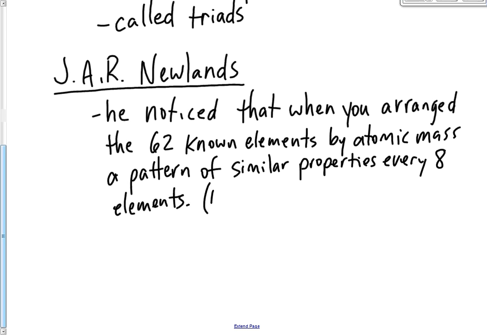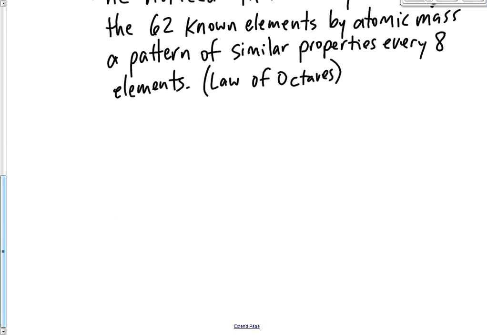He called this the law of octaves. Okay, so every eight elements you showed up with the same properties. So in theirs, he probably only had 8 columns. Okay, because every time you'd come to the ninth element, that would look a lot like the first element, so they'd put them underneath one another.